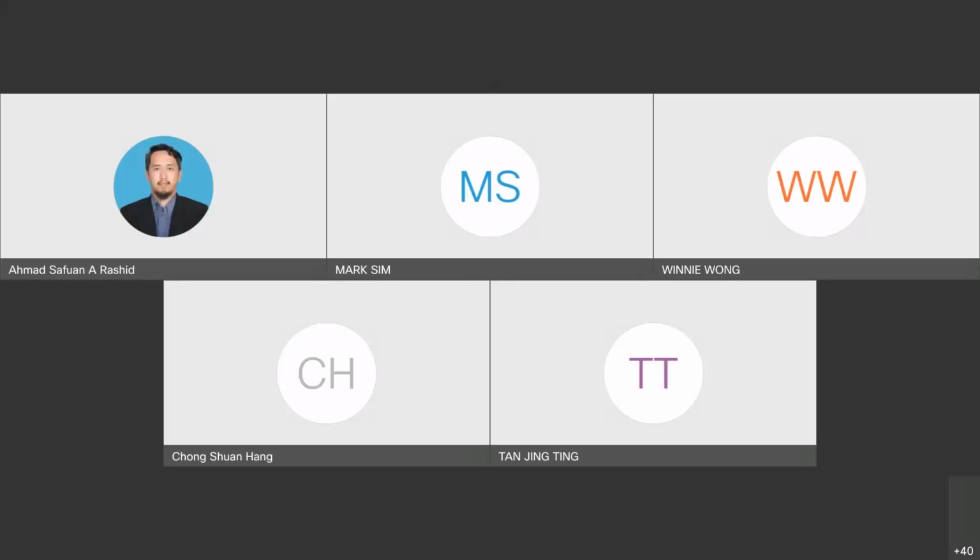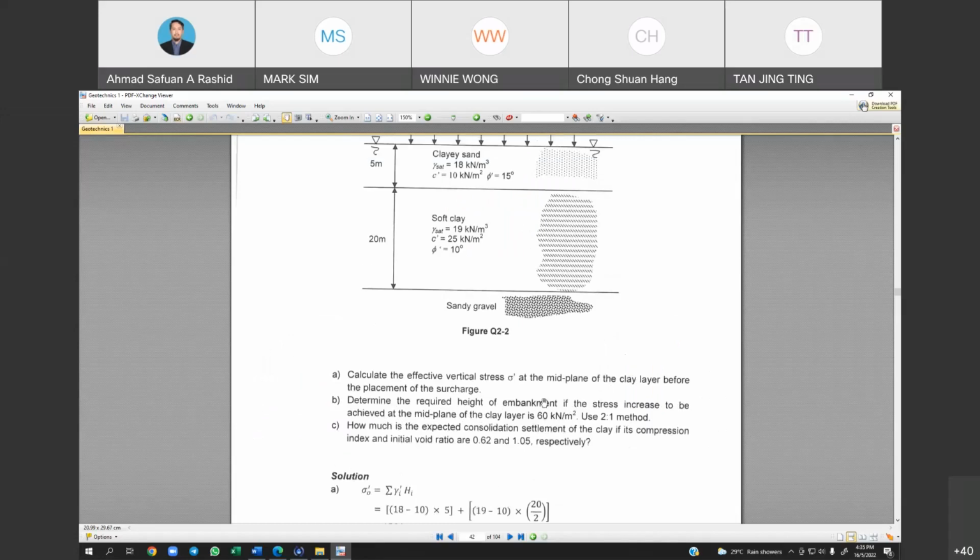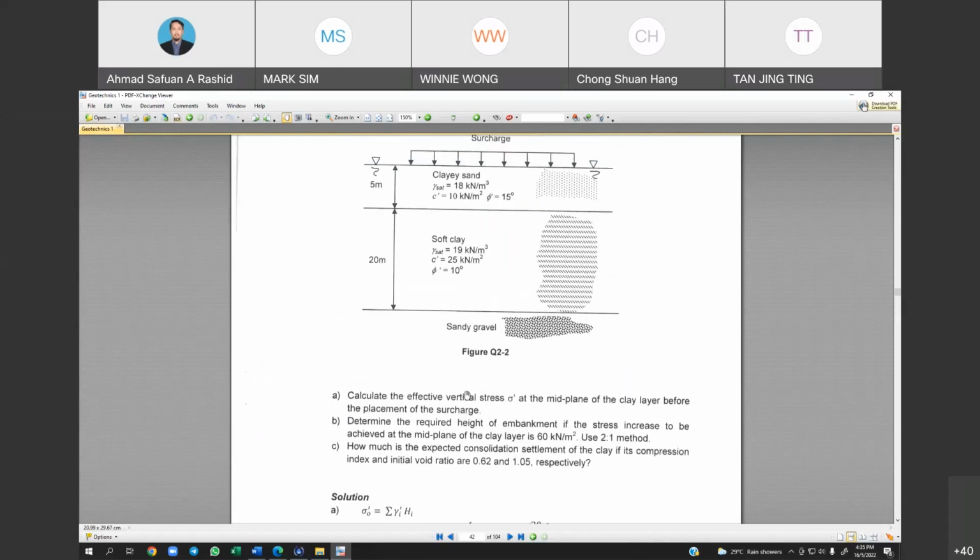Determine the required height of the embankment if the stress increase to be achieved at the midplane of the clay layer is 60. Use the 2 to 1 method. The 2 to 1 method, I guess you have learned in chapter 1.